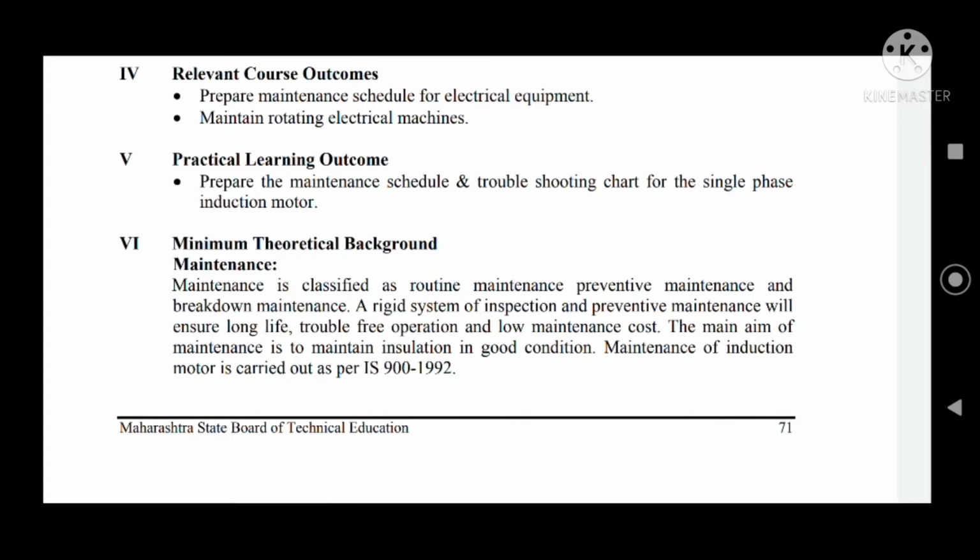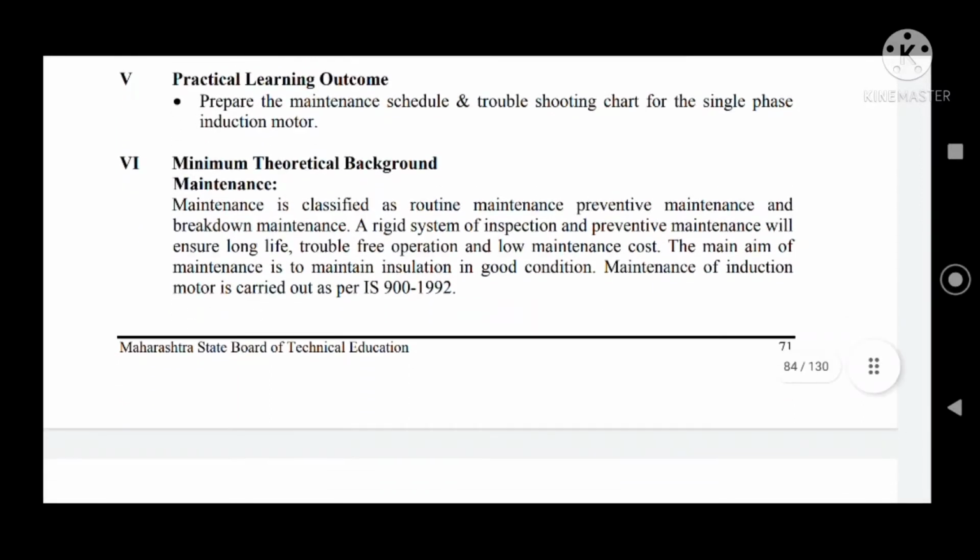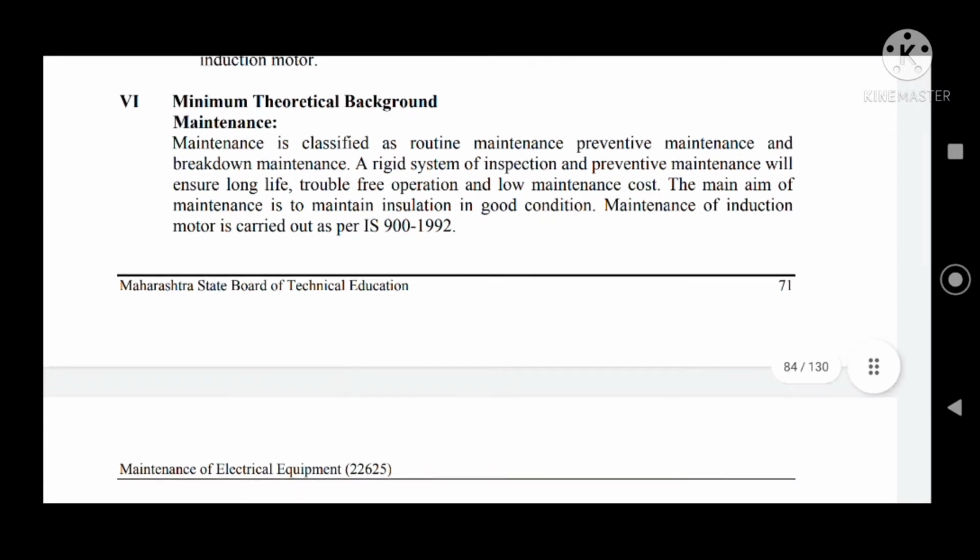Minimum theoretical background. So maintenance is classified as routine maintenance, preventive maintenance and breakdown maintenance. A rigid system of inspection and preventive maintenance will ensure long life, trouble-free operation and low maintenance cost. The main aim of maintenance is to maintain insulation in good condition. Maintenance of induction motor is carried out as per IS 900 1992.